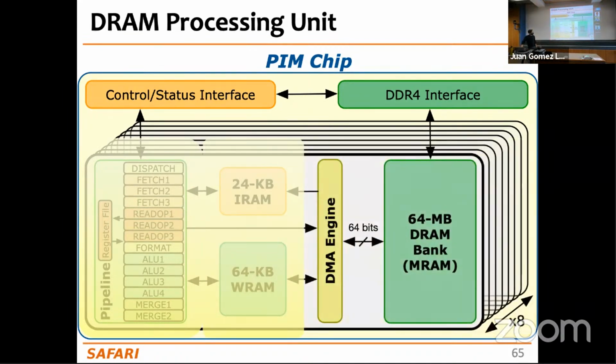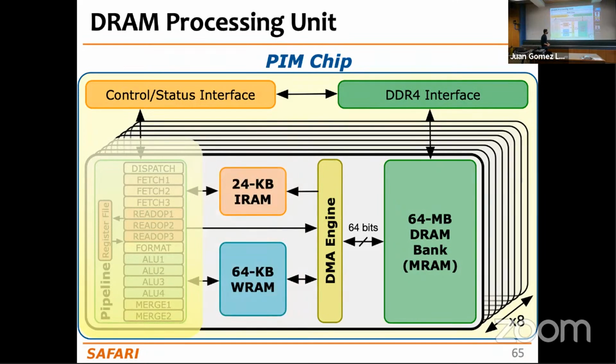Here on the right-hand side of the picture, you can see one of the 64 DRAM banks, the MRAM, and the DMA engine to access it. By using this DMA engine, we can either move instructions from the DRAM to this IRAM, or operands between MRAM and WRAM. What's the difference between these two? Well, the first difference is the size. They are both SRAM-based memories. This is of size 24 kilobytes. That size allows us to have up to 4,096 instructions in this IRAM.